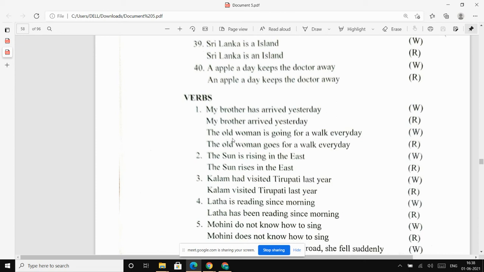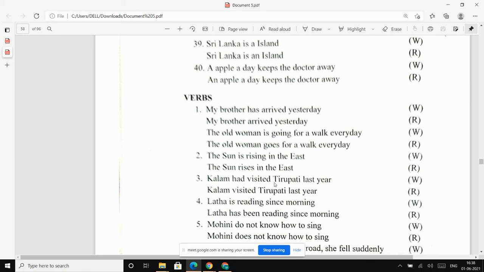The old woman is going for a walk every day. So, the old woman goes for a walk every day. It is an everyday activity of that woman. The sun is rising in the east. The sun rises in the east. It is a universal truth. For all universal truths, we have to use the simple present form, not the present continuous form.